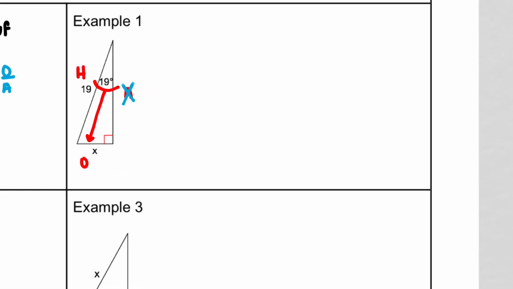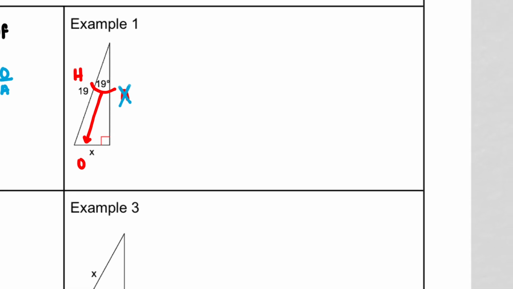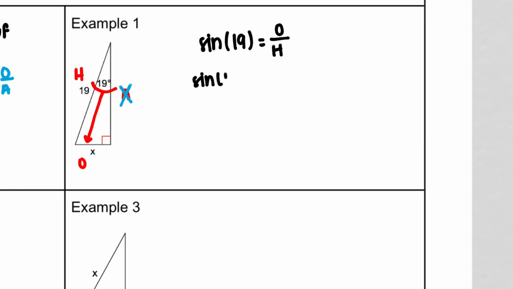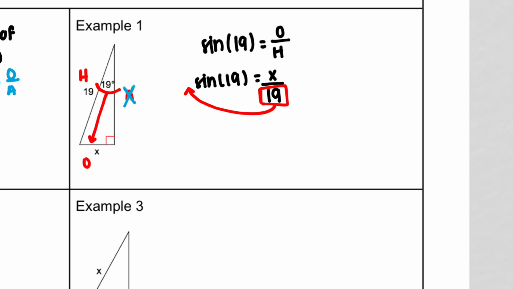So I need to set my equation up like we just talked about, the trig ratio, so sine of the angle of interest, 19, is equal to O over H. And I'm going to plug in what I know O and H are now. So sine of 19 is equal to my O, which is X, over my H, which is 19. Now, whatever is on the bottom of this fraction, we're actually going to move to the front. So when I move that to the front, I now have 19 sine of 19 is equal to X.